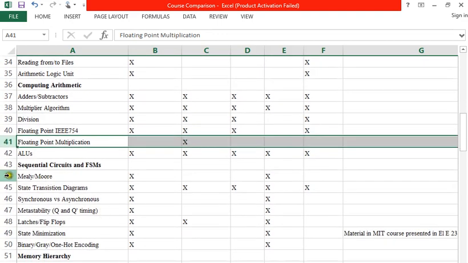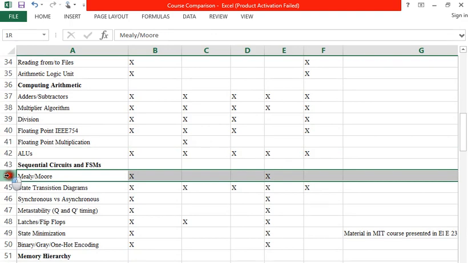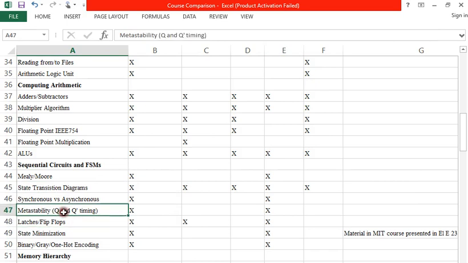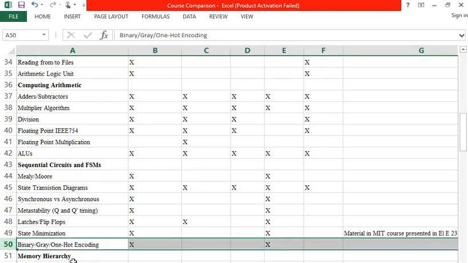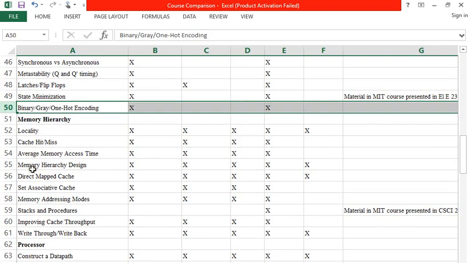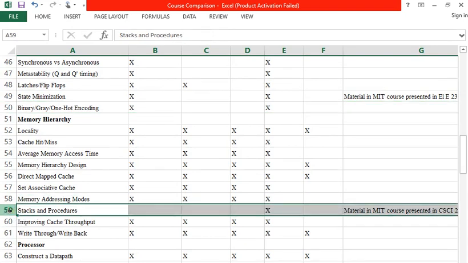Sequential and finite state machines, Mealy and Moore, we talked about those, state transition diagrams, synchronous versus asynchronous. Metastability, so that's Q and Q-not timing, latches and flip-flops, state minimization, and binary, gray, and one-hot encoding. Locality, you can see it's pretty much covered everywhere. You'll be covering that in computer organization, that course that you have to take. So I left that out here. Improving cache throughput, and write-through and write-back.